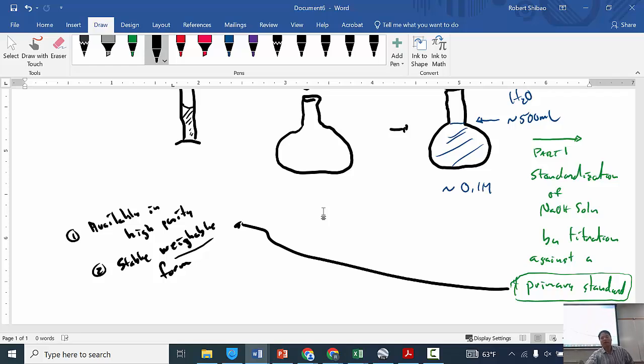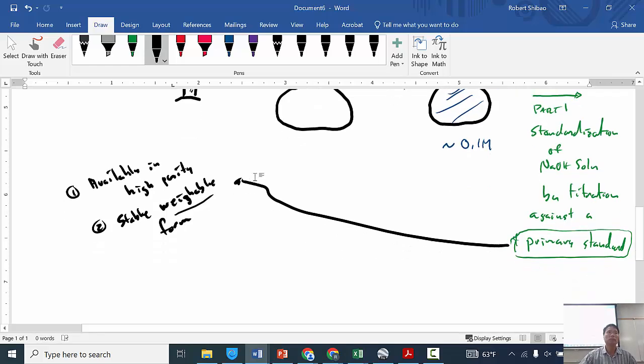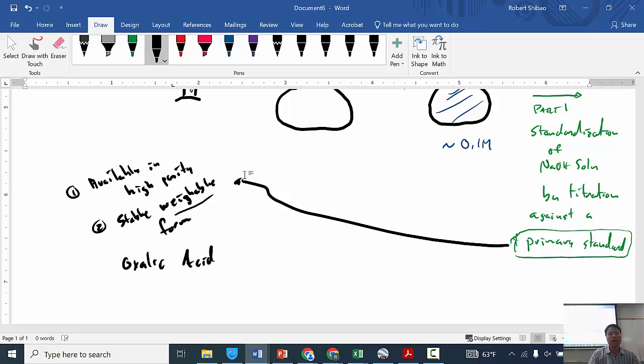And what's our primary standard that we're going to use today called? These are all things that would be on a pre-lab quiz. Yeah, oxalic acid dihydrate. And so the one we're going to use today is oxalic acid dihydrate.